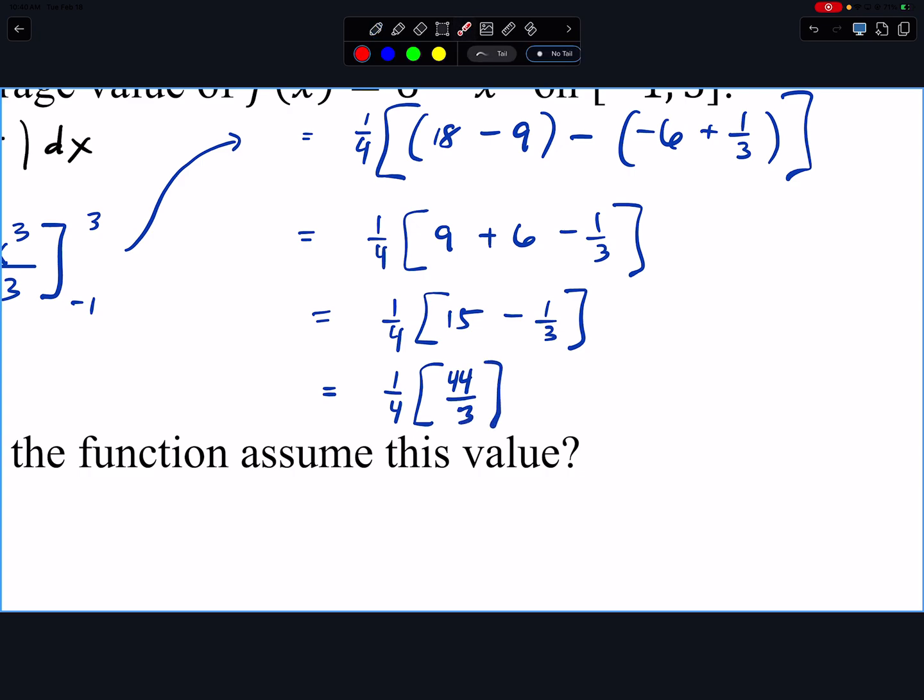And if I want to simplify this, on the AP exam, guys, you guys could literally leave your answer like this. And I strongly encourage you guys to do that, because if you keep going and make a boo-boo, the AP graders will mark it wrong, okay? But if I want to simplify this, what's 44 divided by 4? 11. So this just becomes 11 thirds.